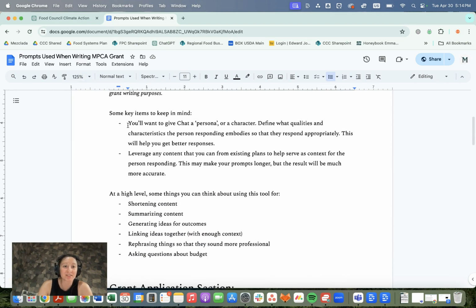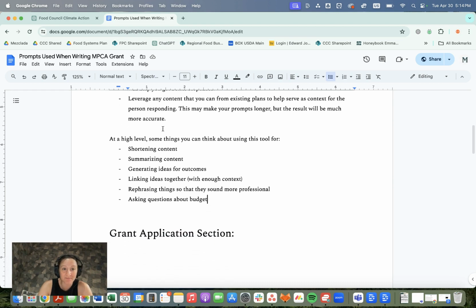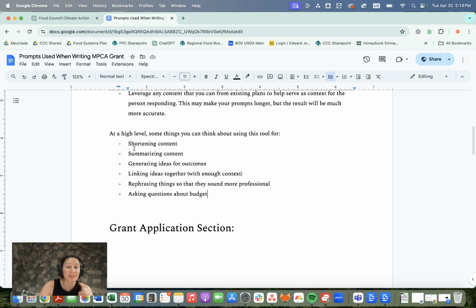But there's some key items to keep in mind that will be at the top of this document. This is what I'm building out and will continue to build out as we look through some of the prompts that I put in for this application.